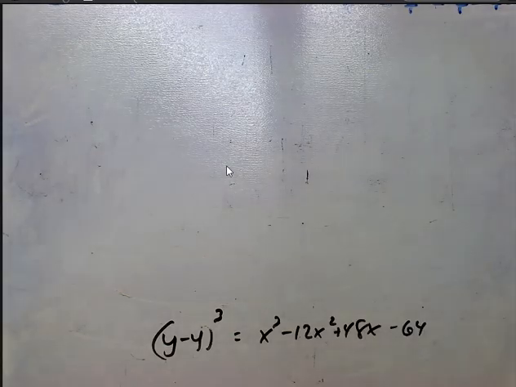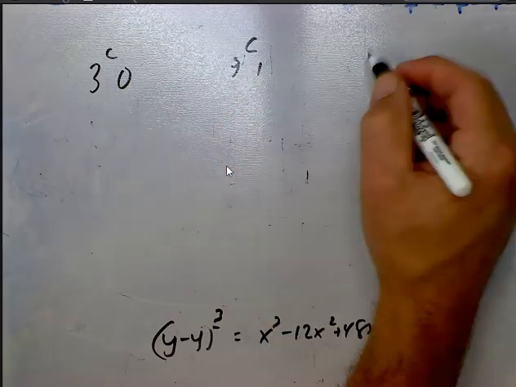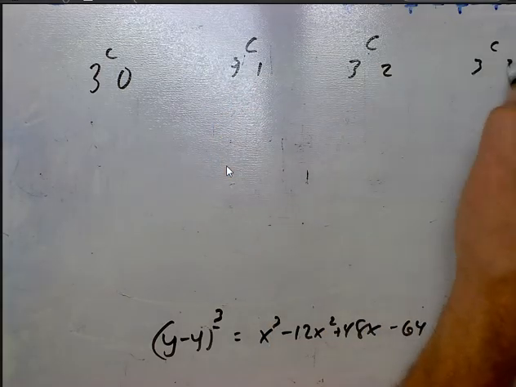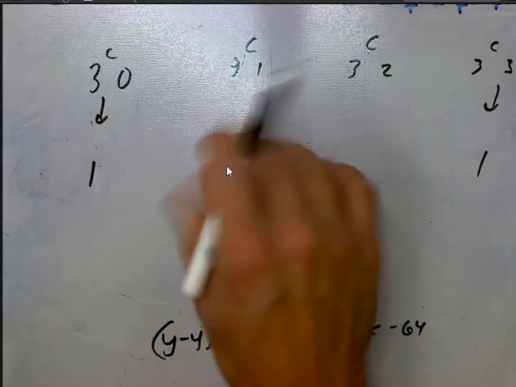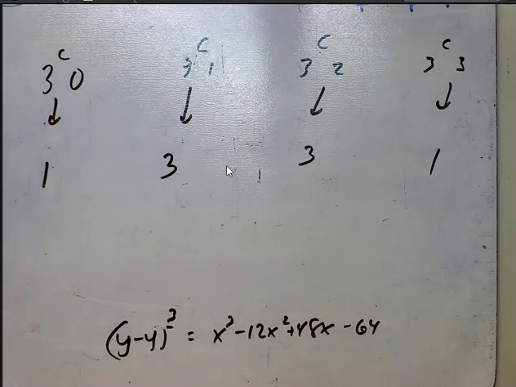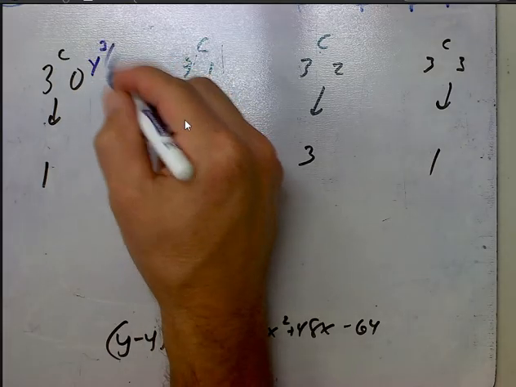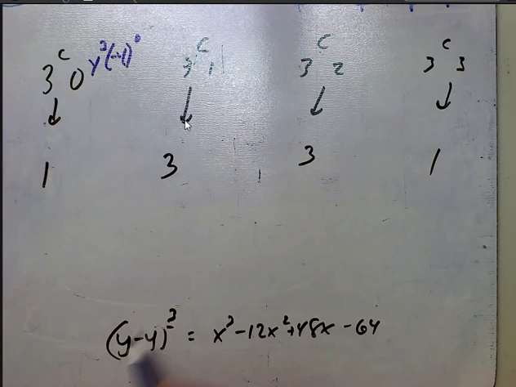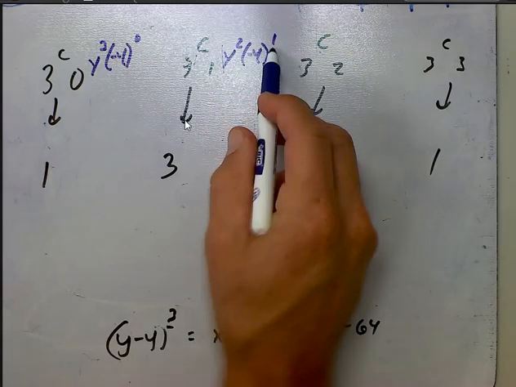Just in case you didn't, because it's to the third power, 3c0, 3c1, 3c2, 3c3. 3c0 is 1, 3c3 is 1, 3c1 is 3, 3c2 is 3, and now let's find the rest of it. Those are the coefficients. Okay, so start with the y to the third, and negative 4 to the 0. Then we're going to go y to the second, and negative 4 to the first, because 2 plus 1 is 3, 3 plus 0 is 3. Remember, they have to add to make 3.